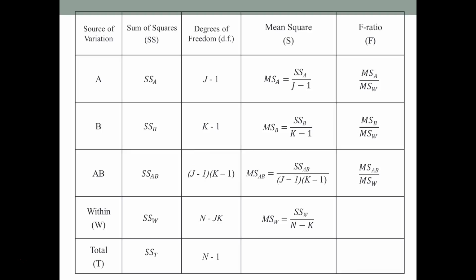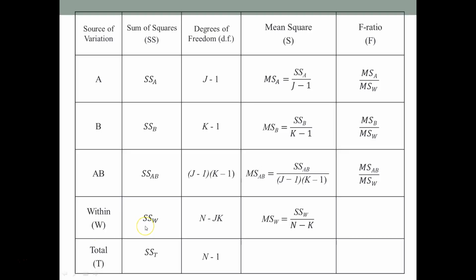So in this really simple example, if J was 2 and K was 3, J minus 1 is 1, and K minus 1 is 2. Cross multiplying them gives us 2. That's what our denominator would be here. Same thing, we divide the sums of squares of A, B, the interaction effect, and we get mean squares AB, and divide that by mean squares within.